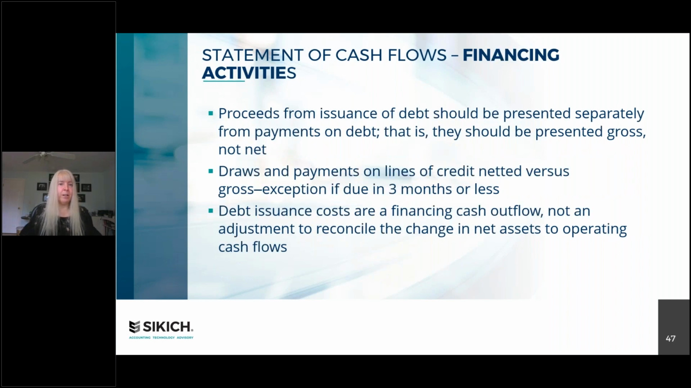Financing activities, again, there are some netting issues that we see errors, particularly with draws and payments on the line of credit. If that line of credit has an original maturity of more than 3 months, you need to be showing those draws and repayments gross, even if the line of credit was paid off at year end. And then debt issuance costs are a financing cash outflow, just a reminder there.